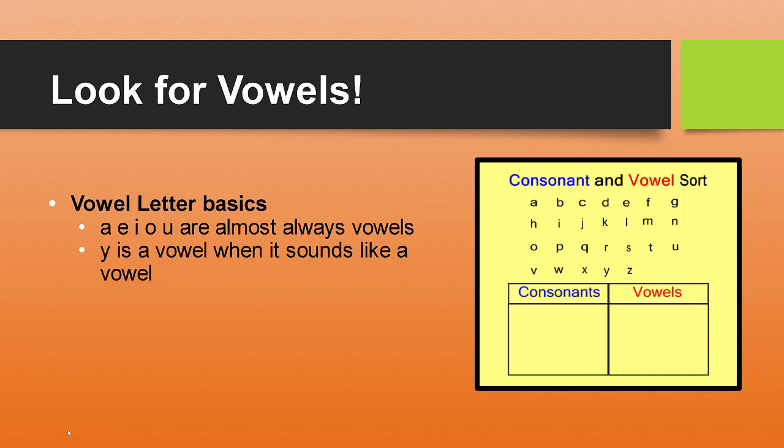Y is a vowel when it sounds like a vowel. For example, happy. Notice that the Y is making the long E sound. Rhythm. Notice the Y in the middle is making the short I sound. So Y functions as a vowel and a consonant both. And U is not a vowel when it comes after Q, because Q and U are always joined together, as in the word queen. Notice that the QU join together to make a new sound. However, in the word run, we hear the short U vowel sound.